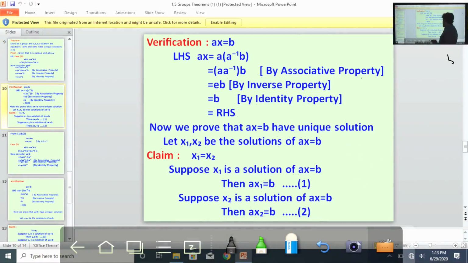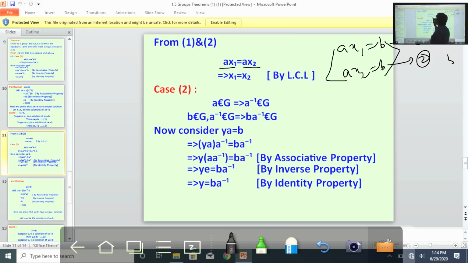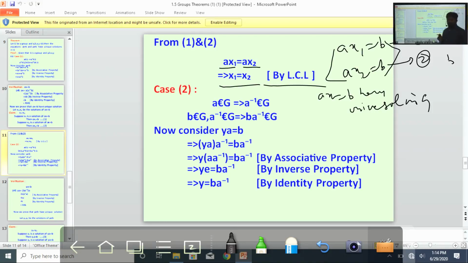Next. From 1 and 2: Ax1 = b, this is the first one. Ax2 = b, this is the second one, right? So the RHS are the same, therefore the LHS are also the same. Therefore Ax1 = Ax2. So by using the left cancellation law, x1 = x2. Therefore Ax = b has a unique solution in G. So case 1 is over, right?